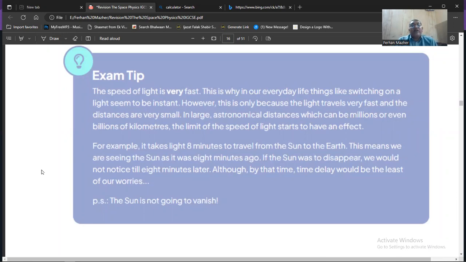For example, it takes light 8 minutes to travel from the sun to the earth. This means we are seeing the sun as it was 8 minutes ago. If the sun was to disappear, we would not notice until 8 minutes later, although by that time the delay would be the least of our worries. The sun is not going to vanish. So remember, it's just an example.